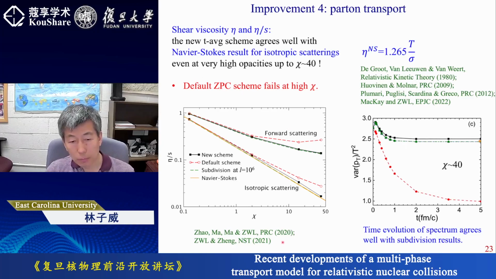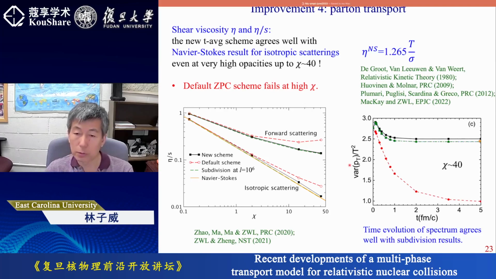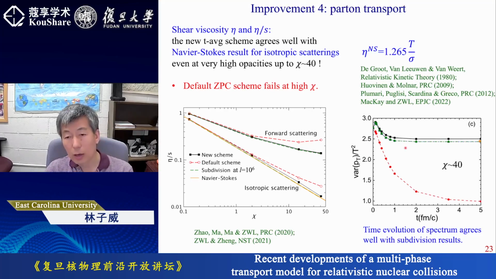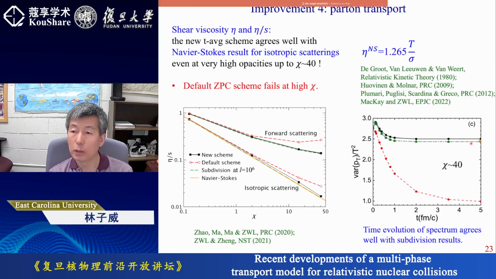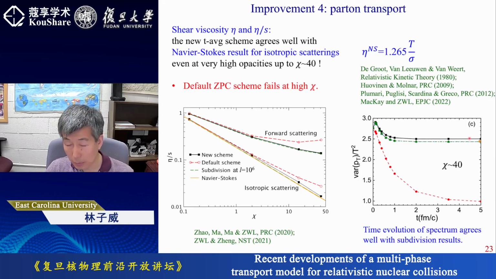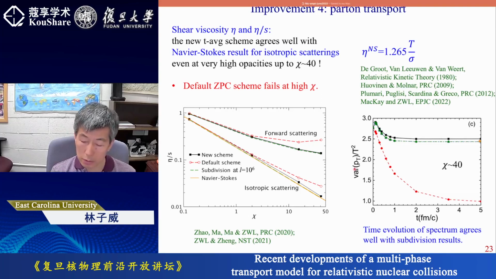And in this work, we also look at the time evolution of the gluon gas, how the variance of the pT spectrum, or basically the width of the pT spectrum, changes with time. And we see that if we do parton subdivision, we get the green line here, which is supposed to be the correct solution. And if we do the new scheme, we get the solid line, which is very close to the subdivision results, much better than the default ZPC. Therefore, we have found a new collision scheme that is much better than the default ZPC scheme.